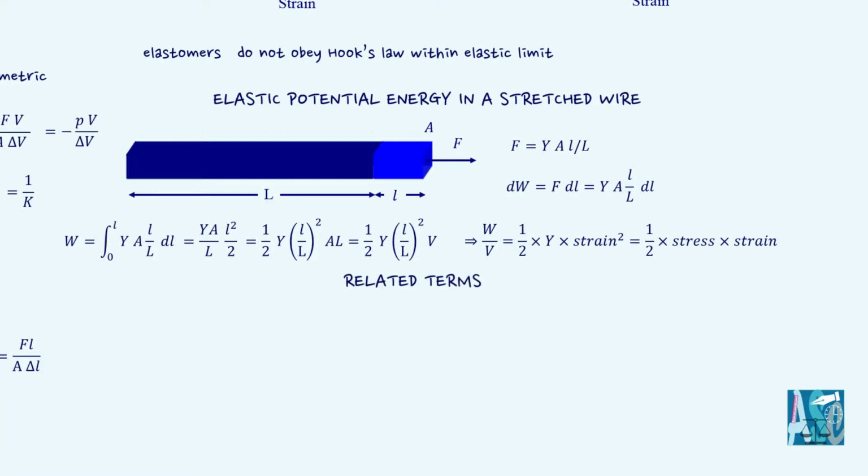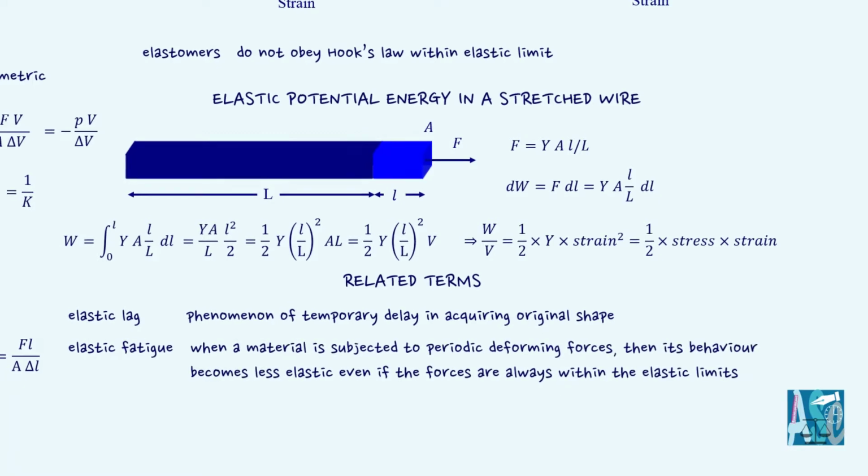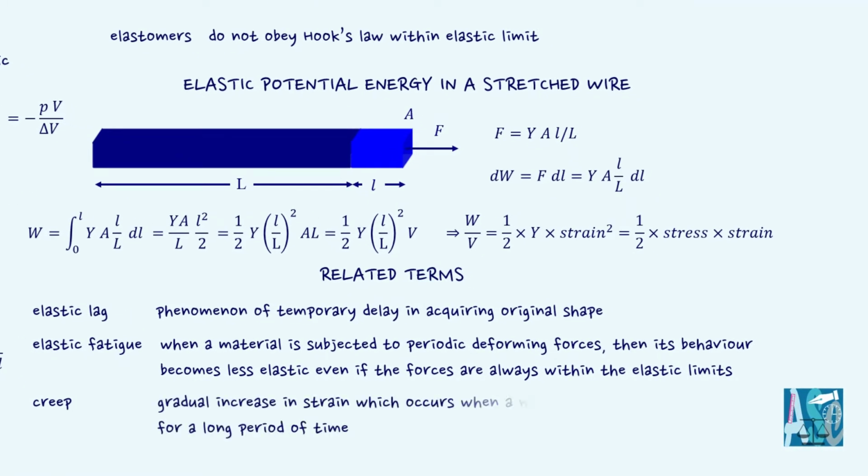Some important terms related to elasticity are elastic lag, elastic fatigue, and creep. In principle, as soon as stress is removed, strain should also become zero. However, in reality, we observe a lag in gaining the original size when stress is removed. This lag is termed as elastic lag.